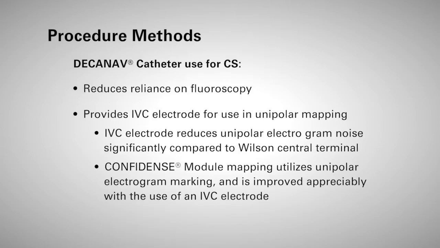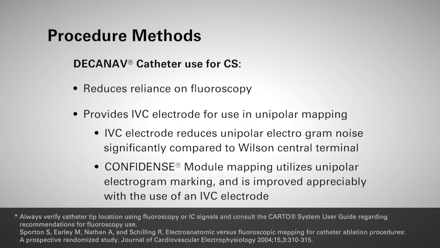I also use a Decanav catheter in the coronary sinus, and I'd like to highlight why. The catheter has a magnetic sensor. This allows for very minimal use of fluoro for inserting the coronary sinus catheter, and as we move towards reducing fluoro overall for the case, eliminating 30 seconds or a minute or longer of fluoro on the CS catheter insertion, I find it to be quite helpful.